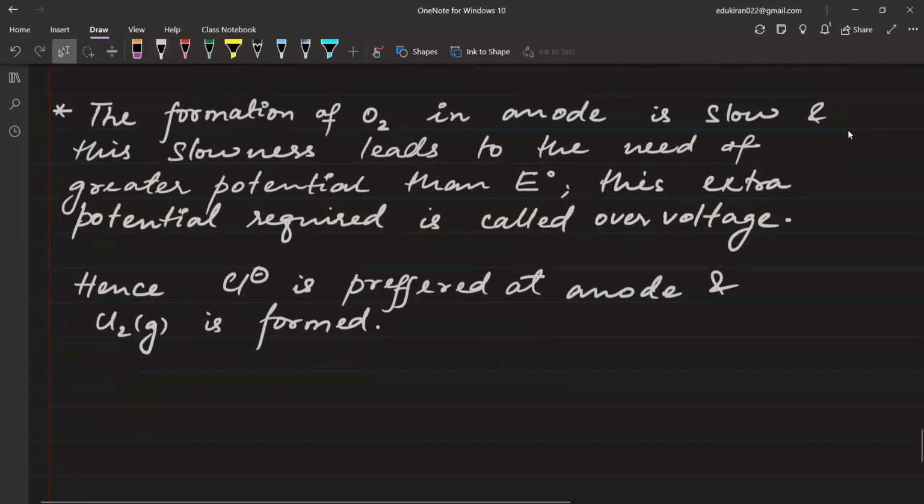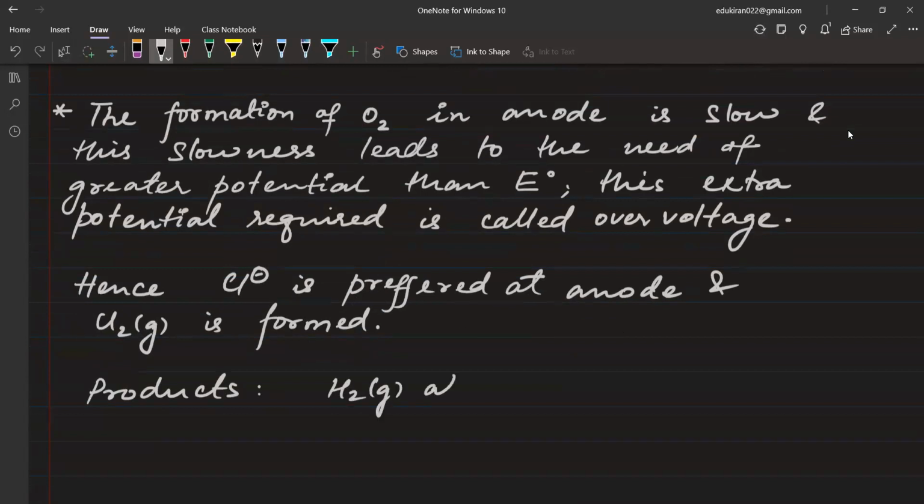तो यहाँ पे प्रोडक्ट्स क्या हो गए? H2 gas at cathode, and Cl2 gas at anode. Sorry, my bad, H2 gas at cathode, and Cl2 gas at anode.